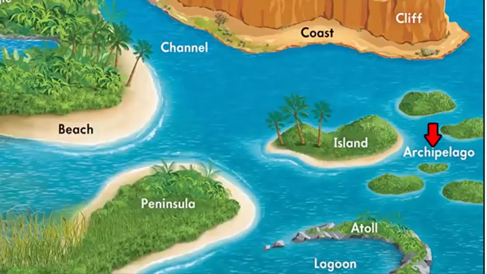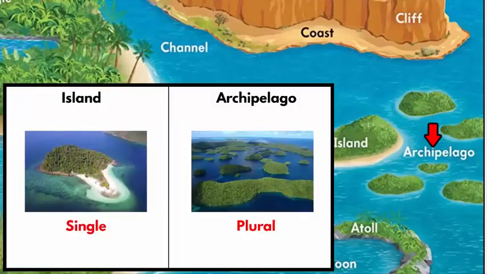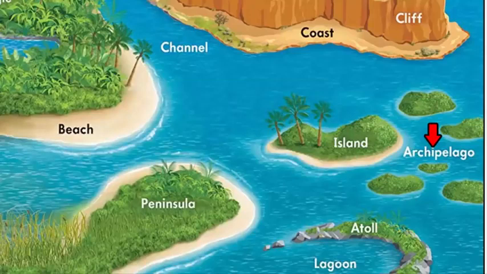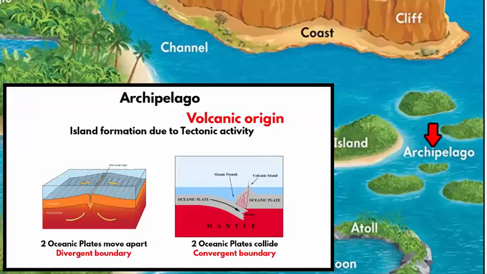The next one is archipelago. They are also islands. But the only difference between an island and an archipelago is that archipelago is the plural form of an island. In other words, archipelago is the name given to a group of islands. So an island is singular whereas archipelago is plural, which means a group of islands. Most archipelagos are of volcanic origin. That means the islands were formed by volcanoes erupting from the ocean floor.